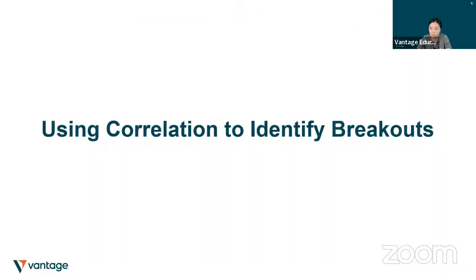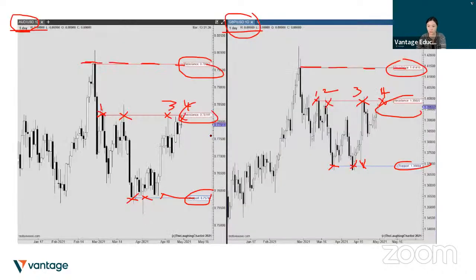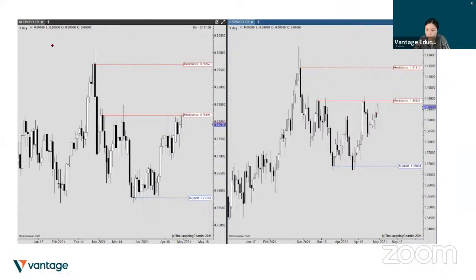Okay, so now we are going to use correlation to identify breakouts. What we mean by this is, I will use this chart as an example first. For example, maybe my GBP USD reacts faster in my London session, right? So in this case, maybe this price has already come here, a bullish breakout. But my price for my AUD USD is still here, hovering around this area.